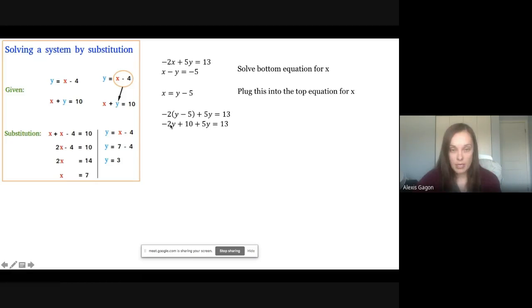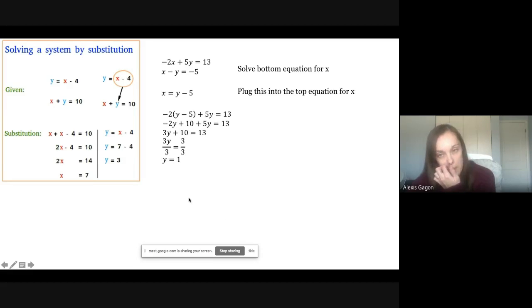We can combine those y's right there. So negative 2y and 5y is 3y plus 10 equals 13. Subtract the 10. So you get 3y equals 3. Divide by 3, and you get y equals 1. I don't think I gave you any that weren't whole numbers. Every solution you get should be a whole number. If you get a decimal, you probably made a mistake. Go back and double check it before you click. None of these are no solution or whatever.